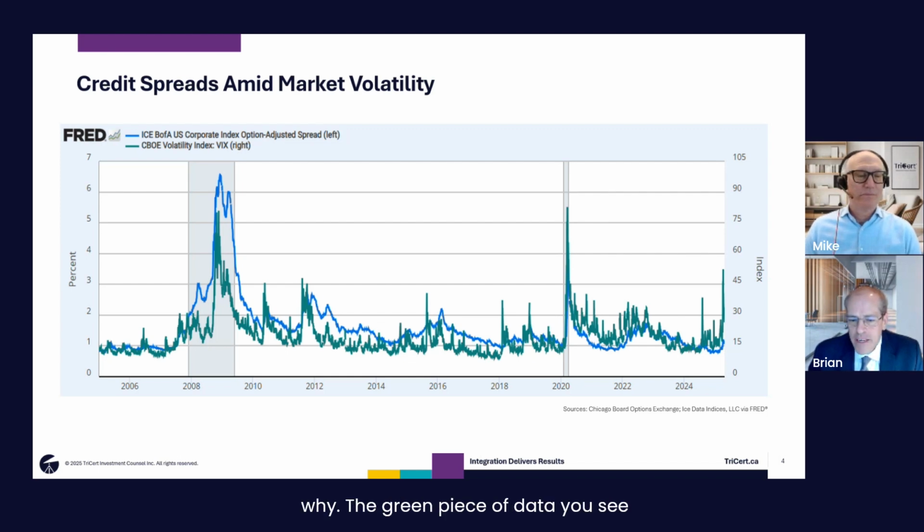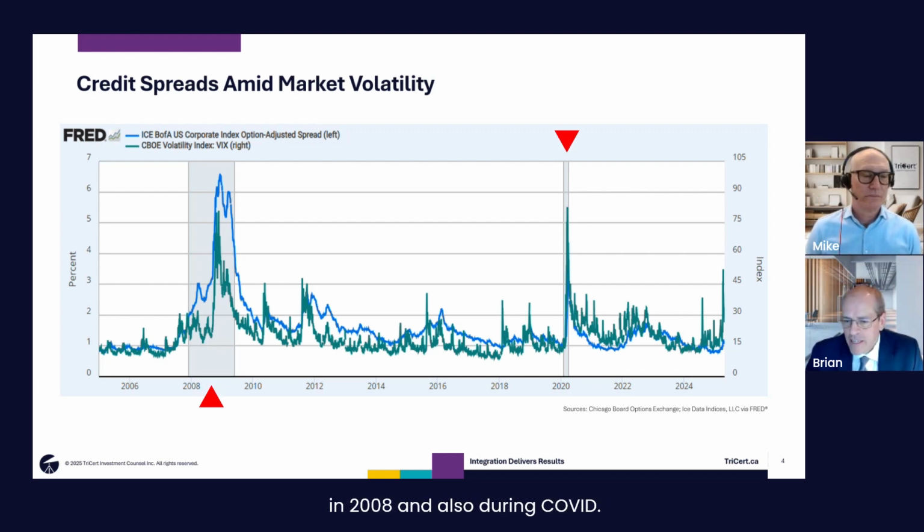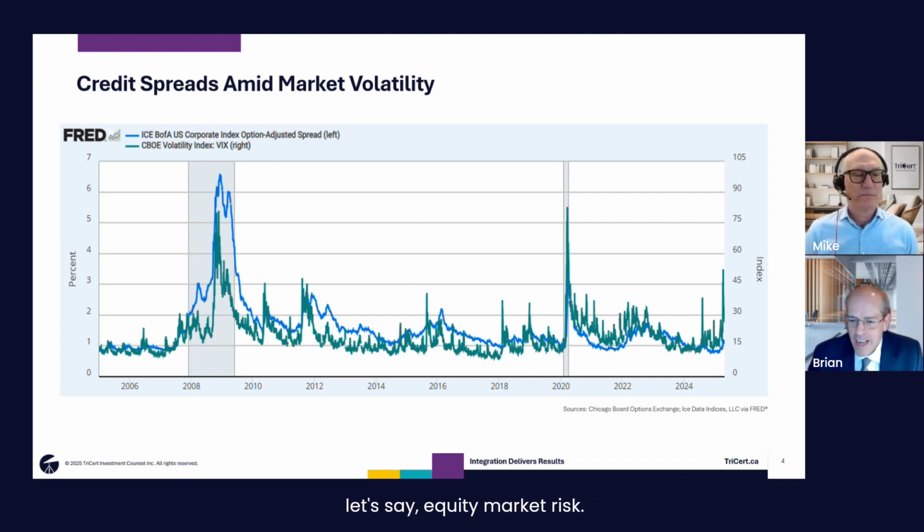The green piece of data you see, this chart goes back to roughly 2005 or so, and it shows you other periods of stress in the marketplace. You can see that in the gray bars there in 2008 and also during COVID. And what you're seeing in the little green bar there is the volatility index, which is not a bad proxy for equity market risk. And it gets priced in pretty quick with this certain instrument called the VIX.